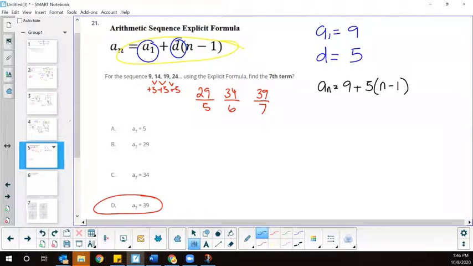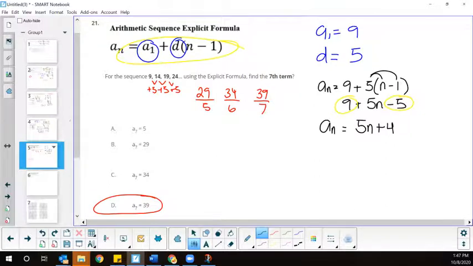All we're going to do is simplify it now. So distribute. So that's 5n minus 5. Bring down the 9 there. So I'm going to combine like terms, 9 and negative 5. That becomes positive 4. So 5n plus 4. So this is the explicit formula.